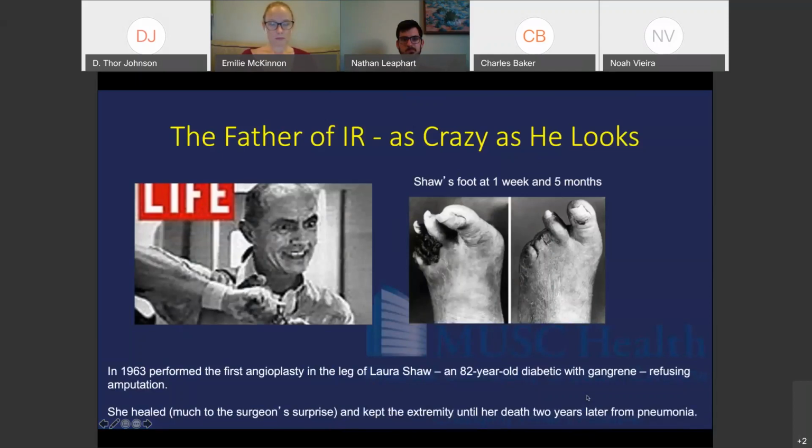And basically in 1963, Laura Shaw, who was an 82-year-old diabetic, was told by her orthopedic surgeon he had to cut her foot off because she had gangrene. And she said, "You're not cutting my foot off." And so Charles' daughter actually angioplastied her superficial femoral artery, and it actually allowed it to heal. She died a couple of years later from pneumonia, but she healed from that acute event, and this was sort of the beginning. And he actually was on Life magazine for this.